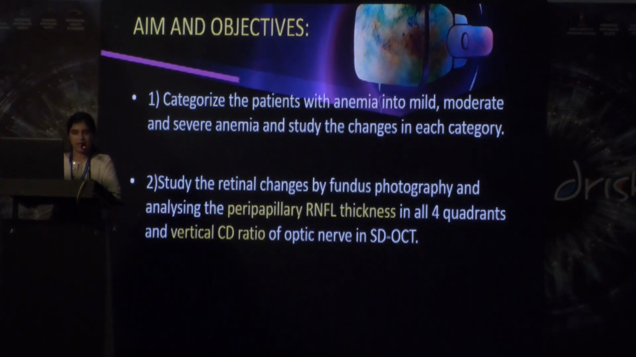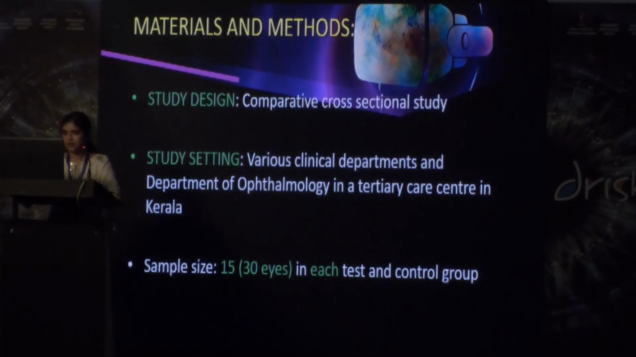Coming to my study, the aims and objectives: to categorize the patients with anemia into mild, moderate and severe anemia and study the changes in each category, and to study the retinal changes by SDOCT, where two parameters are mainly noted, that is the peripapillary retinal nerve fiber layer thickness as well as the vertical cup disc ratio. This was a comparative cross-sectional study, set in various clinical departments and the Department of Ophthalmology in a tertiary healthcare center in Kerala.